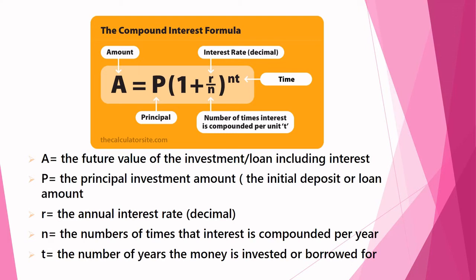So again, A is the future value of the investment, including the interest. P is the principal investment amount, or the initial deposit or loan. R is the annual interest rate. And n is the number of times that the interest is compounded per year. I gave you in the previous slide annually, semi-annually, quarterly, and so on. The t there is the time in years the money is invested or borrowed for.